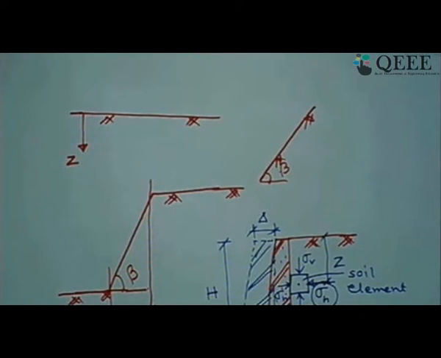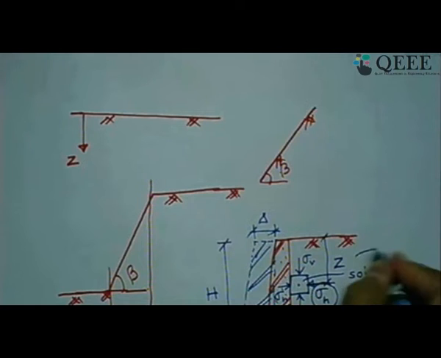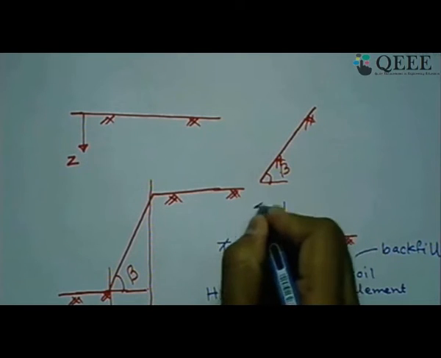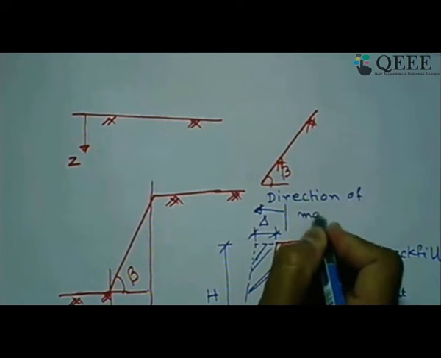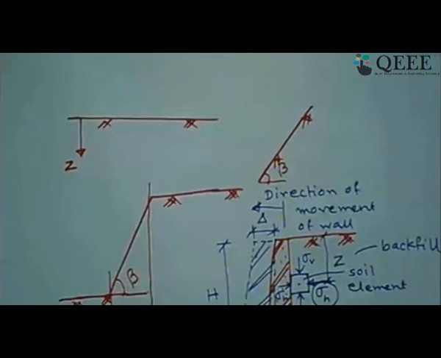So this value of delta by H is very important to know which type of lateral pressure is acting on the wall. Now, as I have shown, the soil is exerting pressure on the wall, hence it has moved in this direction. So this delta by H, in such a case where the wall moves away from the backfill, this soil is called backfill, is known as the active state of earth pressure. So this condition, where the direction of movement of the wall is away from this backfill soil, is called the active state of earth pressure.